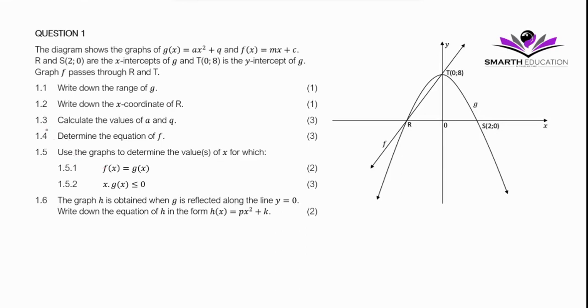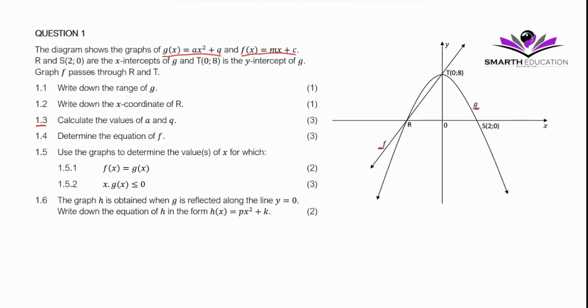Welcome back. Let's do question 1.3. The diagram shows the graphs of g of x is equal to ax squared plus q and f of x is equal to mx plus c. This is g of x, this is f of x.